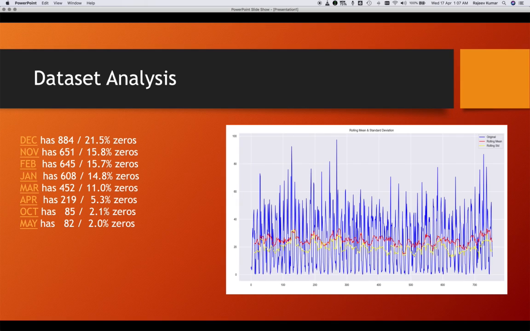This is the analysis which we can make just by seeing the data. And we can see how the rolling mean and rolling standard deviation are going over the whole data set.